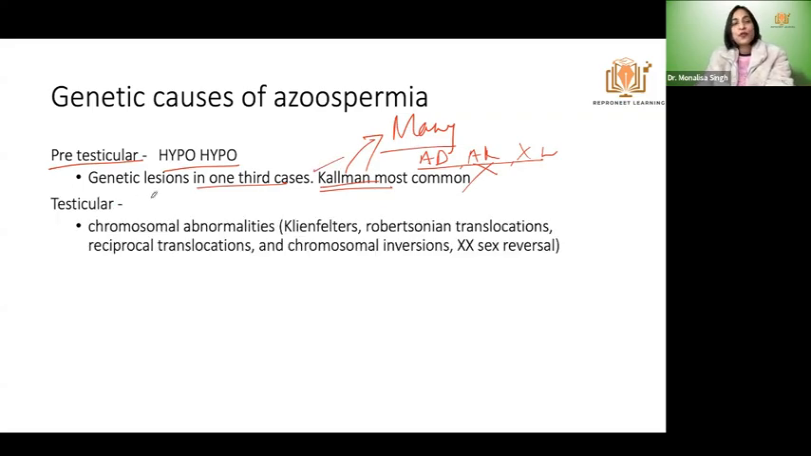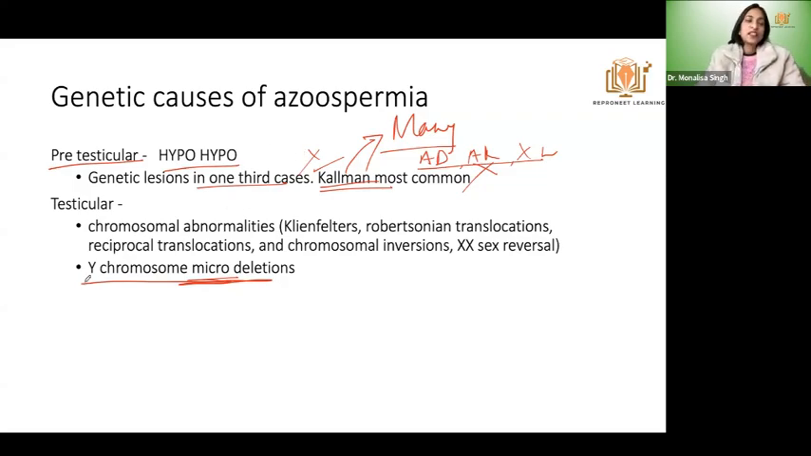Testicular causes can be chromosomal or can be genetic. Genetic is Y chromosome microdeletion. So these two tests can be done. If there is severe oligozoospermia or azoospermia, Kallmann syndrome testing is not advised. It is for research purposes. But what test we can do is a karyotype with testing for Y chromosome microdeletions. These are expensive tests, but karyotype is acceptable.